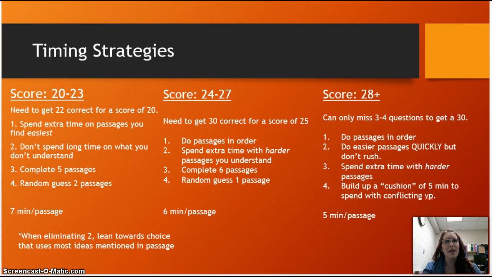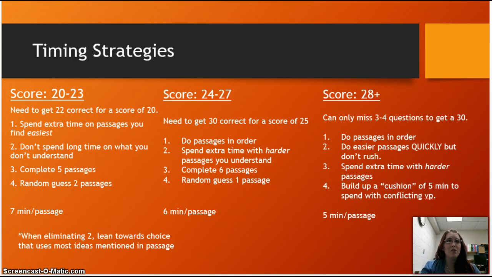Okay, now let's talk about timing strategies. Based off the score you want to get, you're going to allocate your time a little differently, and also how many passages you're actually going to try to complete. If you want to get a score between 20 and 23, you're going to do at least 5 of the 7 passages. It's okay if you don't get to all of them. You can random guess on 2, just pick a letter and go all the way down. This will put you at about 7 minutes per passage.